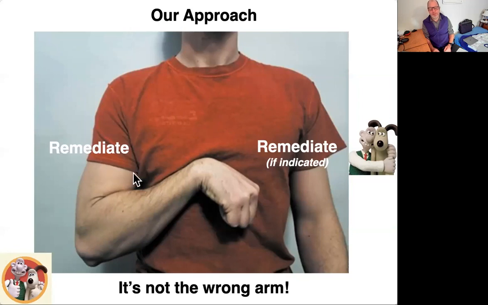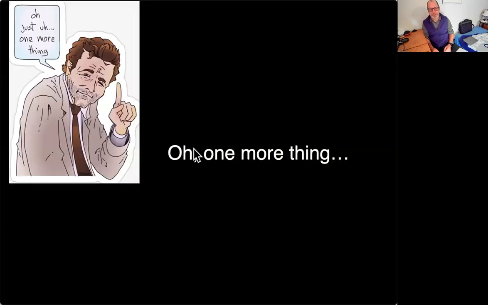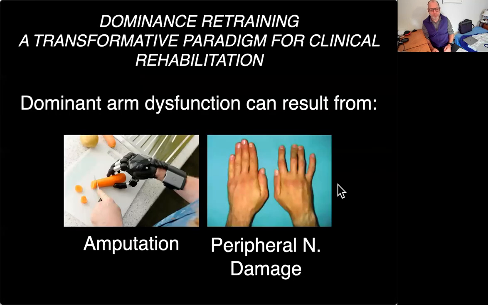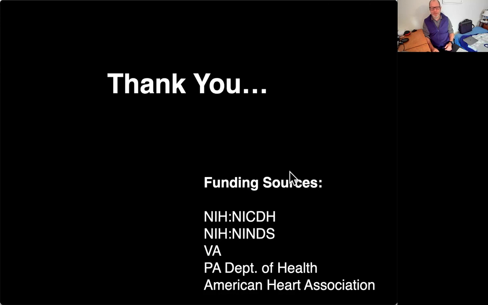So our approach is to test and remediate both limbs, especially if you have severe paresis. It's not really the wrong arm. One more thing. We're also thinking about doing something based on all this that I just showed you. Something that I've been floored by is that when people lose a dominant arm due to partial loss of a limb or due to nerve damage, in rehab we're not doing dominance retraining, and that's something we really should be doing.